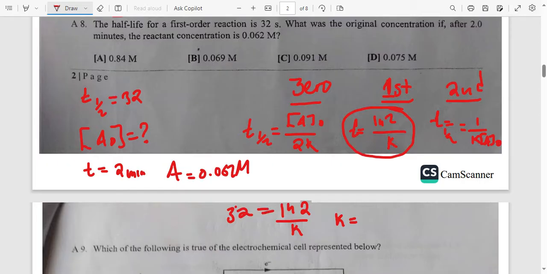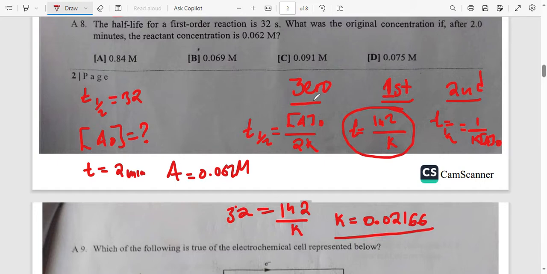If you have a calculator, you can help me to punch that real quick. Natural log of 2, divide by 32. 0.02166, isn't it? So this is the rate constant. And then the question is asking us what was the initial concentration.